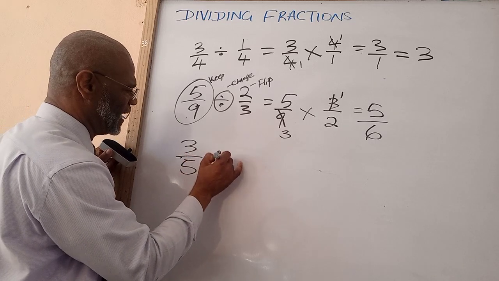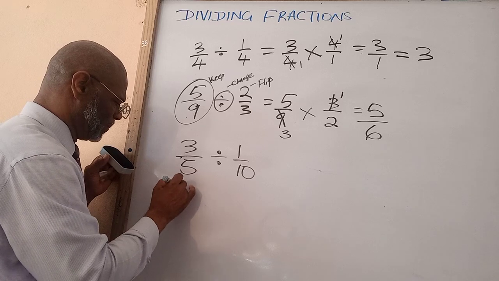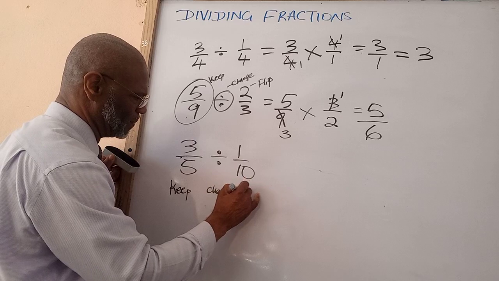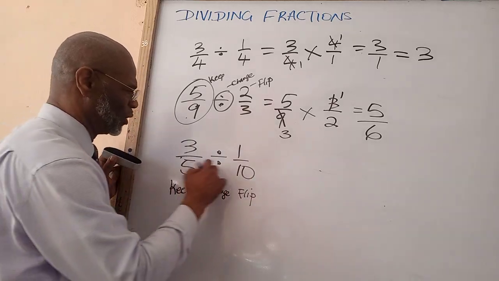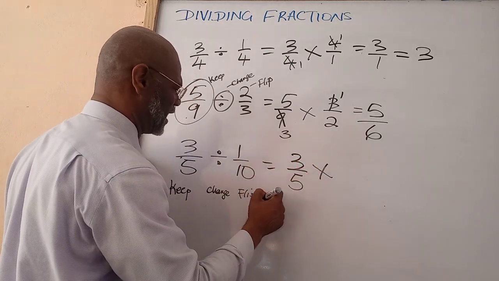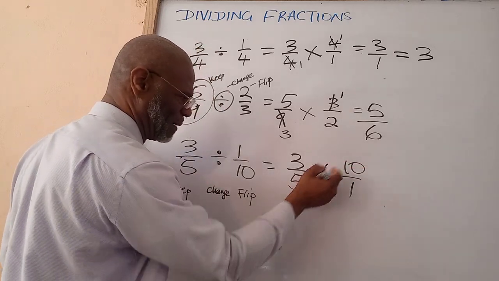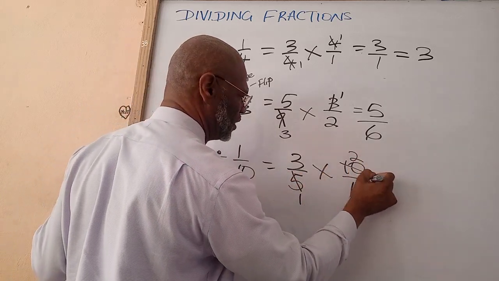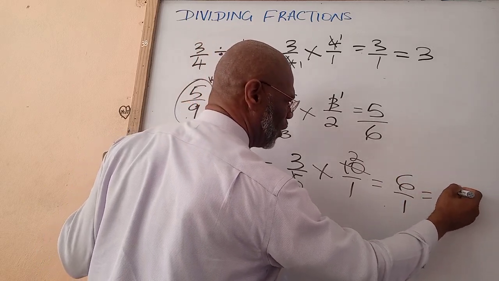3/5 divided by 1/10. Again we keep, change, flip. So keep, change, and flip. We keep the first, that's 3/5, times, we change the sign, 10 over 1. We have common factors, 5 and 10. 5 into 5 is 1, 5 into 10 is 2, 3 times 2 is 6, over 1, 6 divided by 1 is 6.